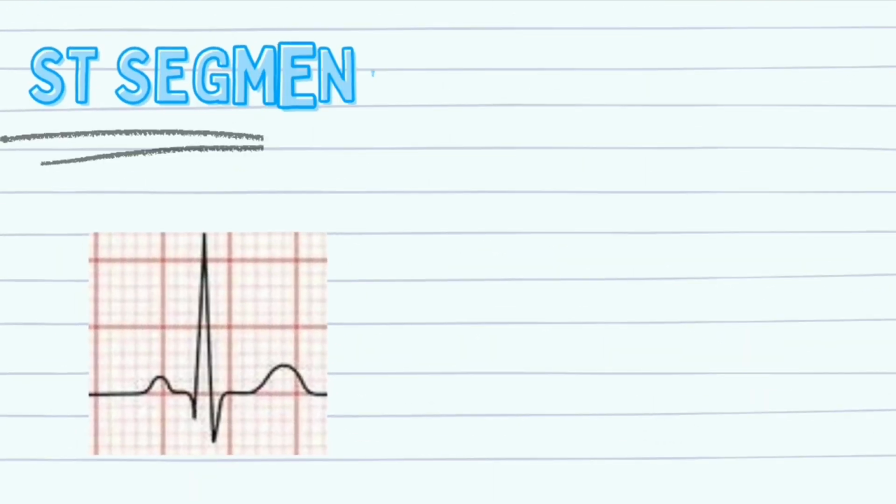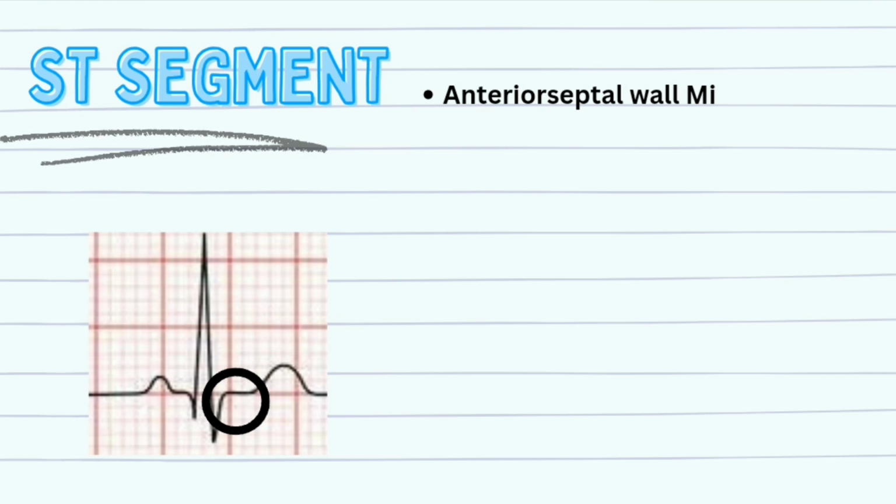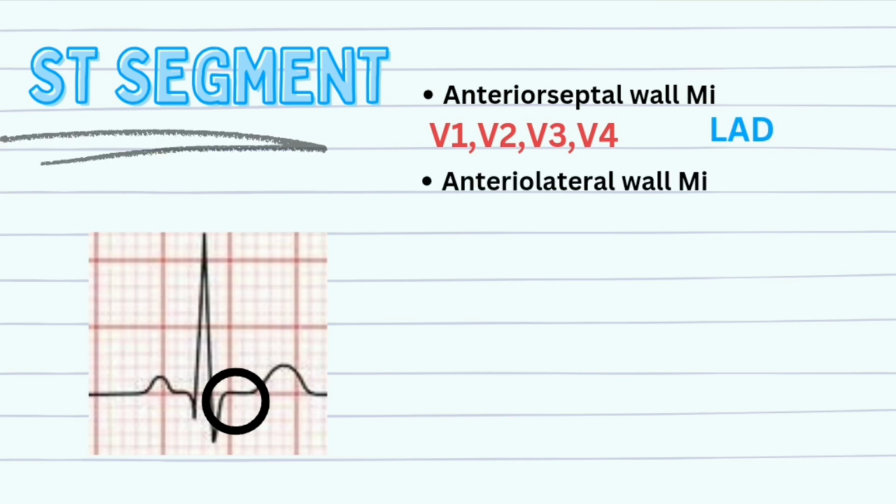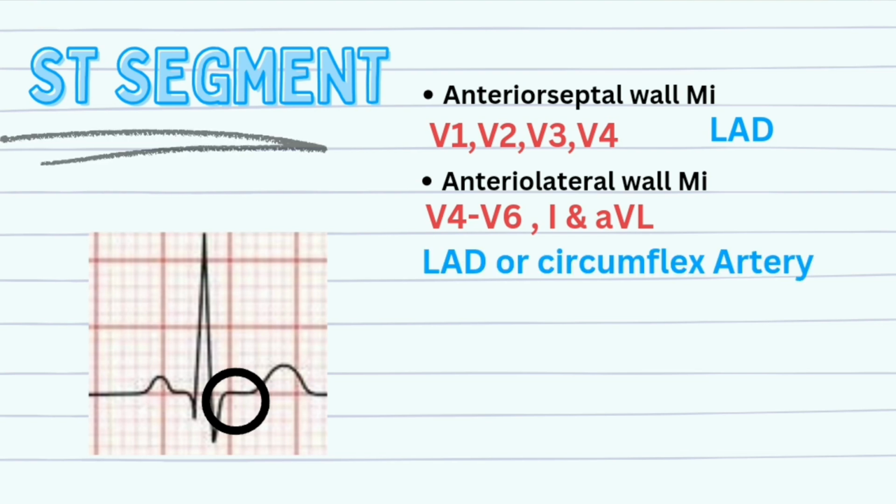For finding the site of infarction, we observe the leads in which elevation occurred. In anteroseptal wall MI, elevation occurs in leads V1 to V4 and it involves the left anterior descending artery. In anterolateral MI, elevation occurs in V4 to V6 and in lead 1 and aVL. Arteries involved are the left anterior descending artery and circumflex artery. In inferior wall MI, elevation occurs in leads 2, 3 and aVF, and the right coronary artery is involved.